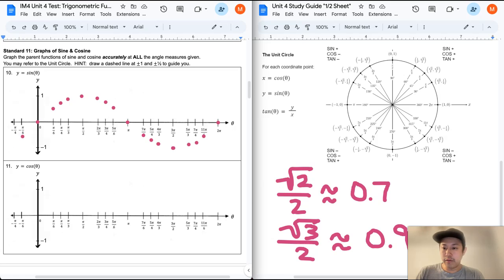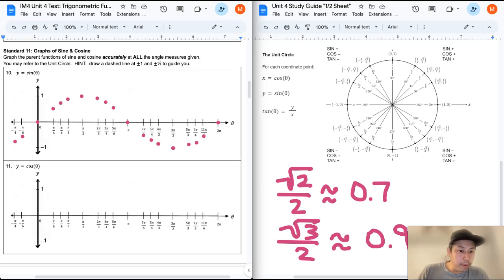And then negative pi over 4, right? Instead of going positive pi over 4, we go negative pi over 4. Same position as 7 pi over 4. And then our y value there for the sine is negative 0.7, right? So about here. Boom.